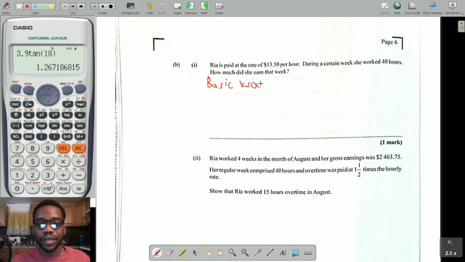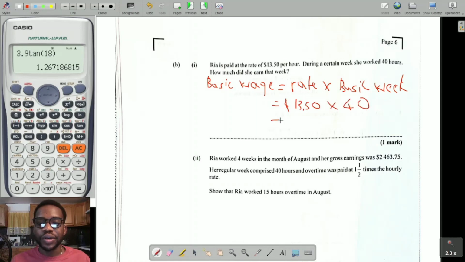It's good to know the terms. So basic wage is equal to rate multiplied by basic week. Let me just simply explain what's going on here. You're working at $13.50 per hour. You're working for 40 hours. So all we have to do is multiply the $13.50 by the 40 hours that she's going to work. That is going to tell me how much money she's going to make in that 40 hours.